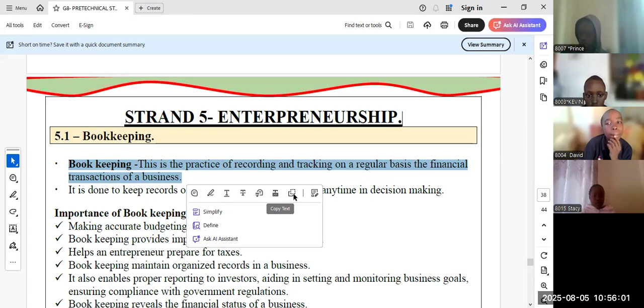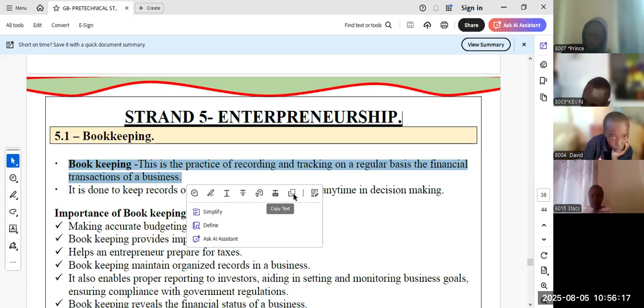So, bookkeeping. We have the book, then we have the keeping. Now, what are you keeping in the book? The records. Which records? The records of the transactions you have done on a daily basis. That practice is called bookkeeping.